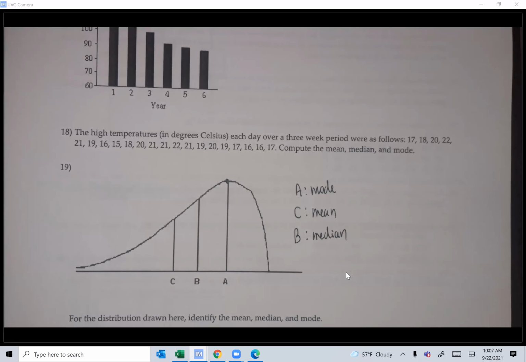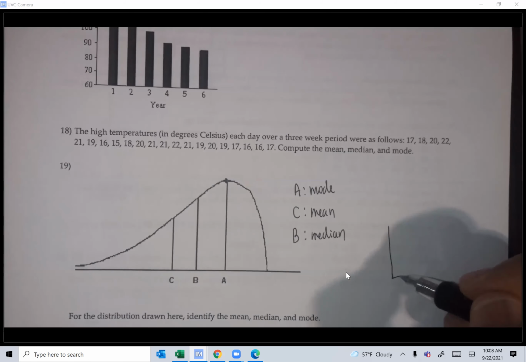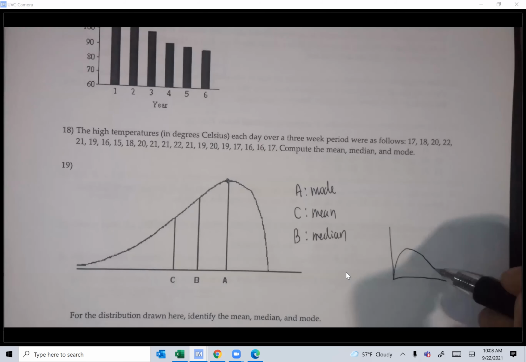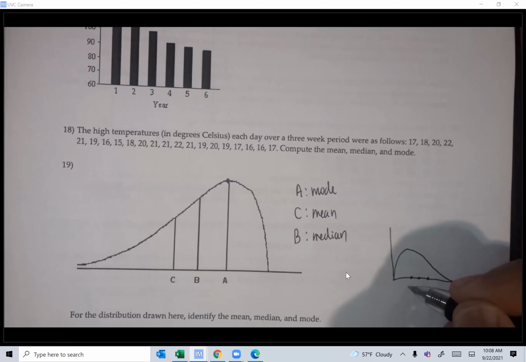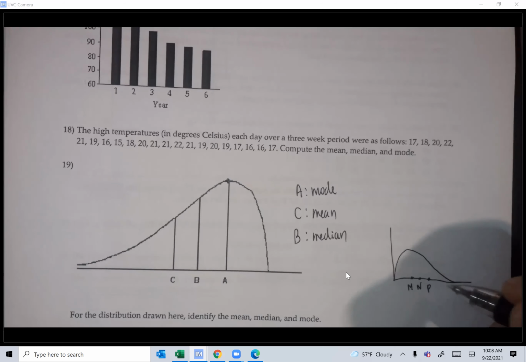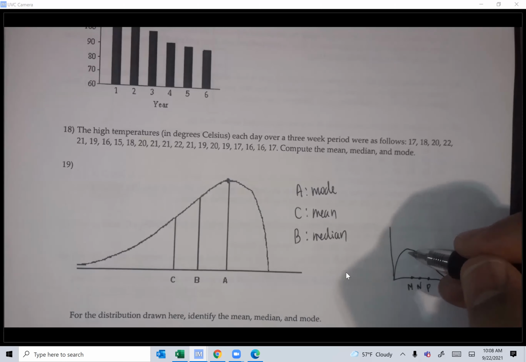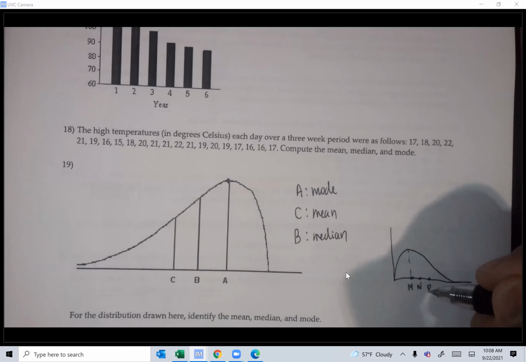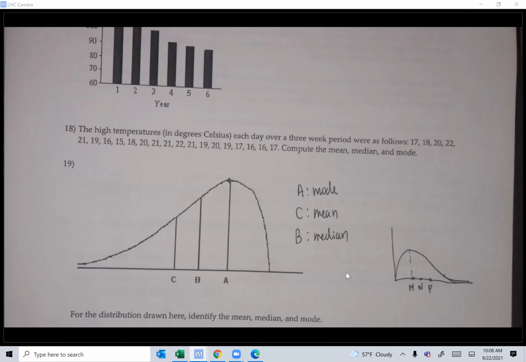In a symmetric distribution, they are all the same, mean, median, and mode, but in a skewed distribution, that's how it is. So I might give you a question like this, for example, on Monday. And I give you the three values, M, N and P, and I ask you to identify each. So first of all, the highest peak, that's M, that's the mode. And then P, because it's closer to the tail, that's the mean. And then N would be the median. Okay.